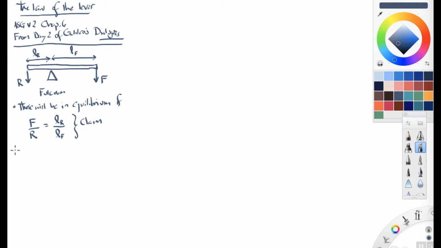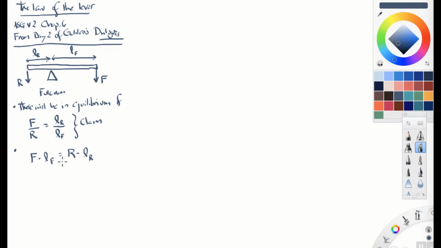If you're comfortable, which most of us are, with algebra, we can rearrange this, cross multiply it, and you'll sometimes see the law of the lever written as the force times L sub F equals the resistance times L sub R. And sometimes in different textbooks you'll see this with F1 times L1 equals F2 times L2. And I guess this is just another way to write that same formula.